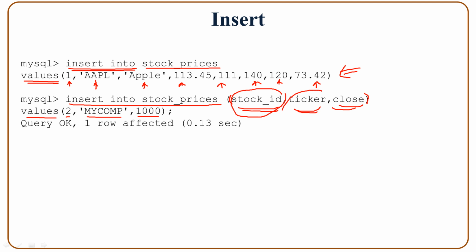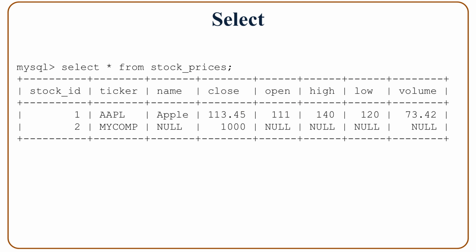Now I have some data in the table stock prices. I can retrieve data from stock prices. In order to do so, I use the statement select what? Select star. Select star means that you select all the fields from the table stock prices. So once you do that, and then end with the semicolon, enter, then it shows you the data.